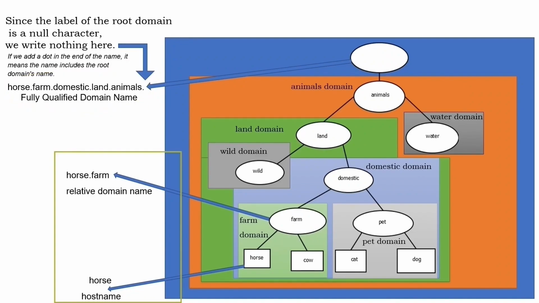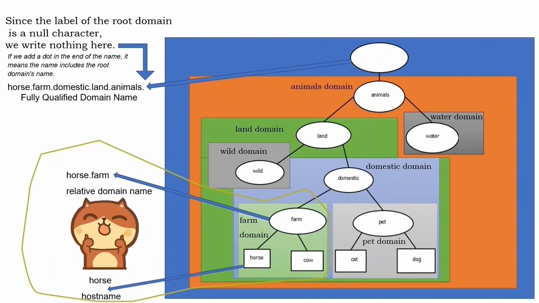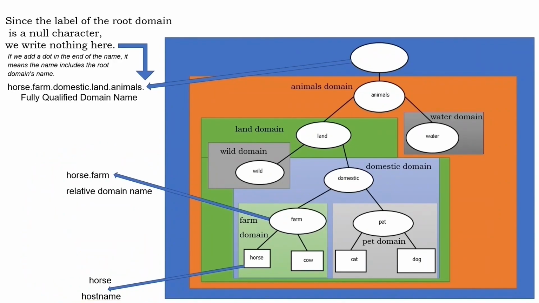A relative name is a host name. It may or may not include the parent domain's name. It does not end with a dot. In the DNS system, you cannot access a resource from outside the domain using its relative name. However, you can access a resource inside the domain using its relative name. These are examples of relative names.